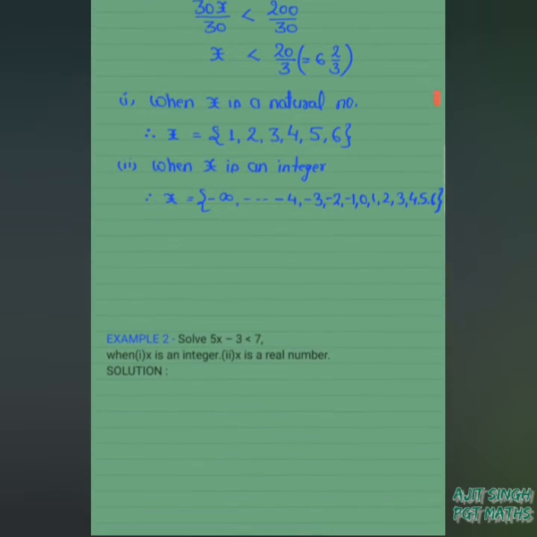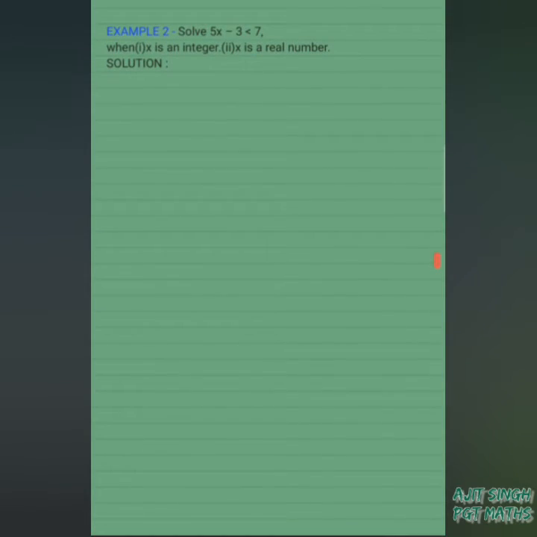Now take another example. Solve 5x minus 3 less than 7, where we have to find the value of x when x is an integer and second when x is a real number. So the given inequality is 5x minus 3 less than 7. As per rule 1, equal numbers may be added or subtracted from both sides without affecting the sign of inequality. So adding 3 on both sides, the left side becomes 5x minus 3 plus 3 less than 7 plus 3. So 5x less than 10.